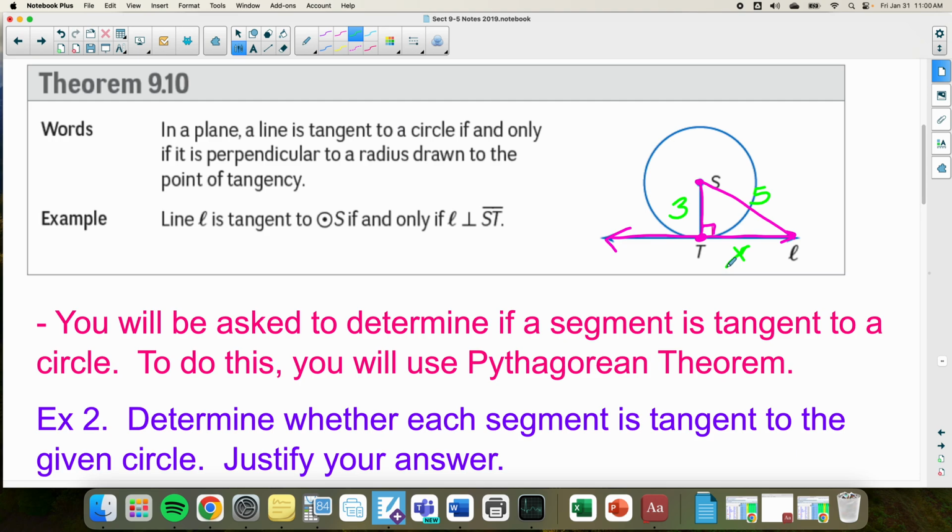3, 4, 5. The other one I want you to know is 5, 12, 13. So 3, 4, 5, 5, 12, 13.